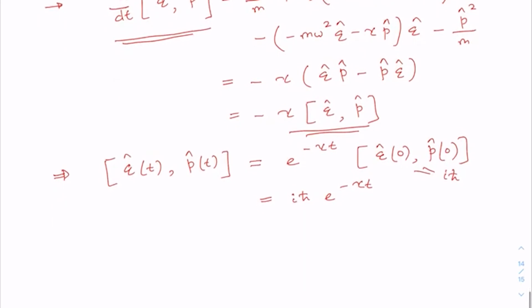So we see something interesting here. We see that as a consequence of this decay of the commutator, the Heisenberg uncertainty also decays. And the Heisenberg uncertainty relation in this case would become delta q delta p is greater than or equal to h cross by 2 e to the power minus gamma t.